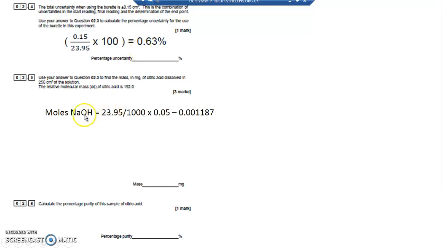So concentration equals moles divided by volume. Moles equals concentration multiplied by volume. There's my concentration, and there's my volume in decimeter cubed, 23.95 divided by 1,000. That equals 0.001187. So my number of moles is 0.001187 moles of sodium hydroxide.